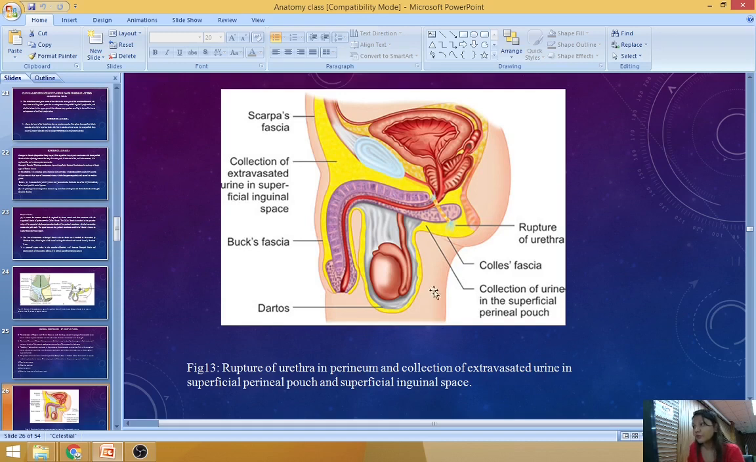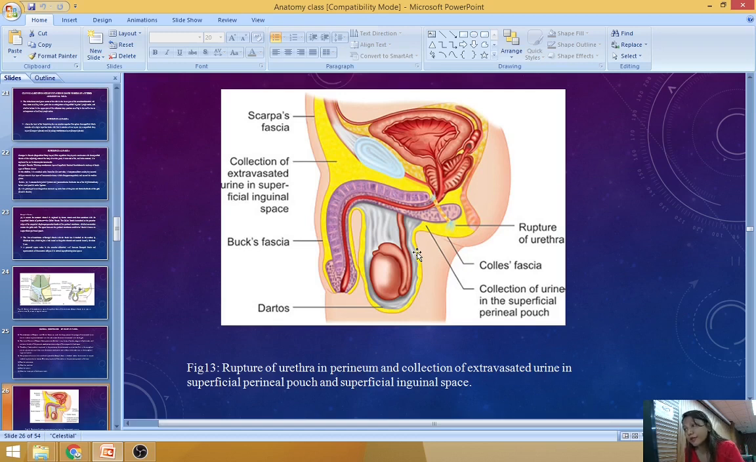So what happens if there is any injury in the urethra? This question might come. In your internal exam, you will not get a direct question. They will give you, if a person has fallen down in a manhole. Okay, you know what is a manhole? In the footpath you have seen a manhole or not? Yes, manhole. This question came in my exam.